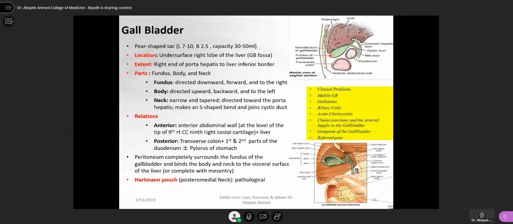In this area, we have what we call Hartmann's pouch, and Hartmann's pouch is present in the area of the neck, usually on the posterior medial surface, and this is usually pathological, and if you find it, it may indicate existence of calculous cholecystitis. Okay?